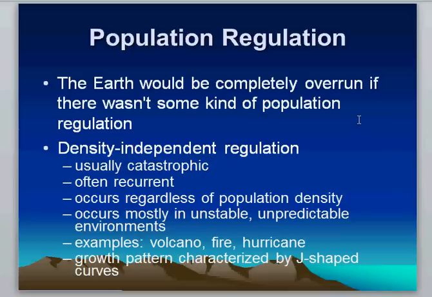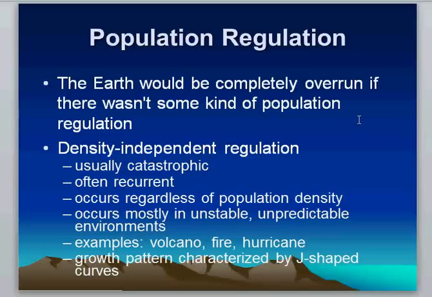So the population will continue to grow without regard to how many individuals there are in the population until all the resources run out, and then the population will crash. It'll go from the highest that it's ever been to very few individuals, to the lowest that it's ever been in a short space of time, as all the individuals within the population die out because of lack of resources to eat. So density independent regulation, as I got there, is usually catastrophic.